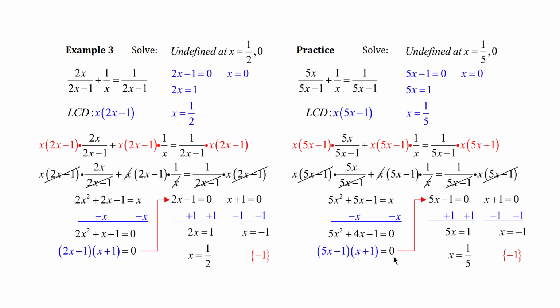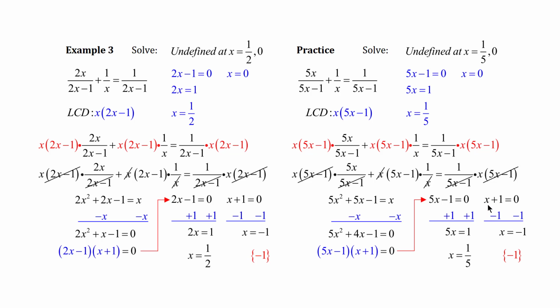Next we use the zero factor property. We get 5x minus 1 equals 0 and x plus 1 equals 0. Solving the first equation for x, we add 1 to both sides of the equation. The result is 5x equals 1. Next we divide both sides by 5. The result is x equals 1 over 5.